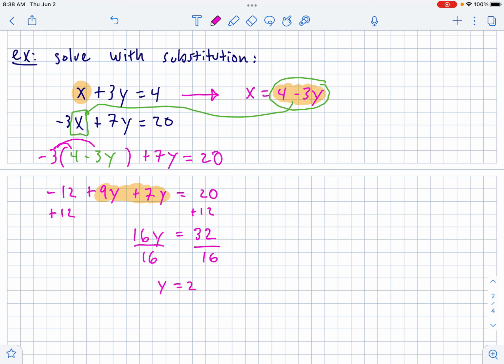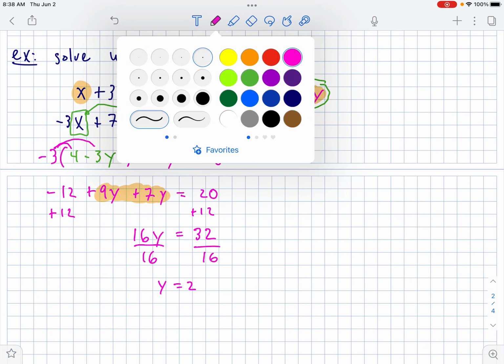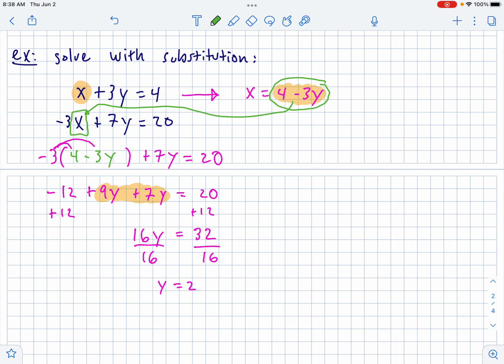So we just solved for one of the variables. Just like with both methods, with substitution and elimination, once you get one variable solved for, you plug it back into one of the original equations. I'm going to go with this one right here, and I'm going to rewrite it as x plus 3 times 2, because we figured out that y was 2.